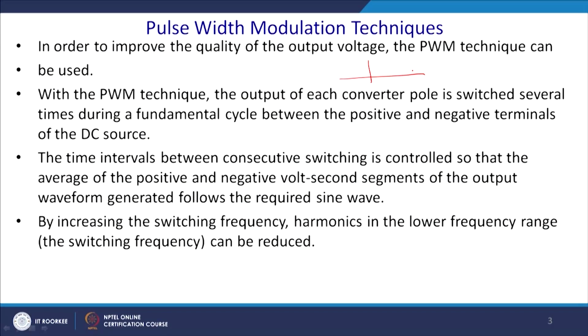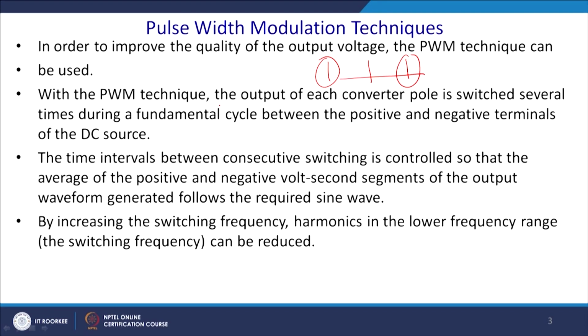In order to improve the quality of the output voltage, the PWM technique is used. What essentially PWM does is shift the harmonics to the higher frequency range for the voltage as well as the current. And since our power system is essentially a low pass filter, these high frequency components will be reduced by the low pass filtering effect, and thus you get a better THD.